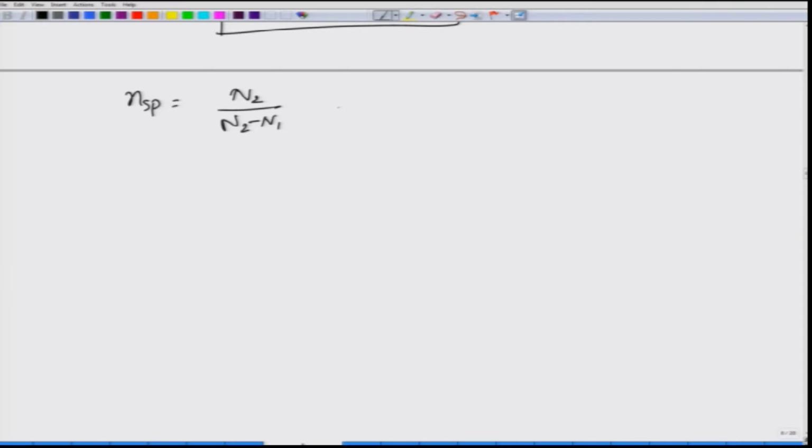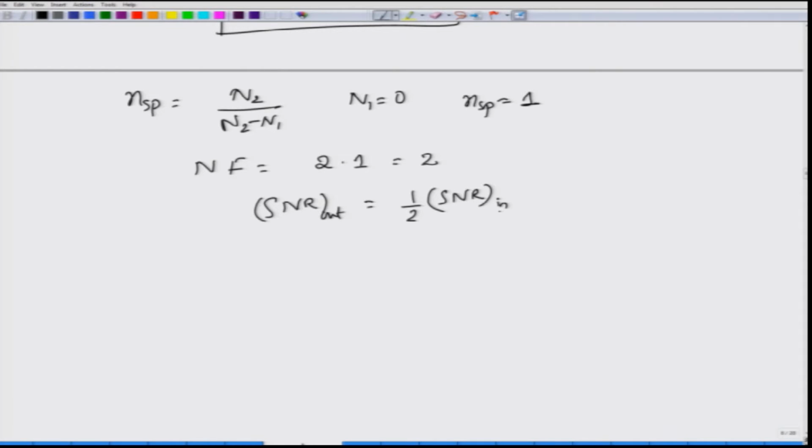In an ideal scenario, N1 is equal to 0, so that N SP is equal to 1. And what you see here in the noise figure is that this would be then equal to 2 times N SP equal to 1, so it is 2 into 1, which is equal to 2. So the signal to noise ratio at the output of an optical amplifier followed by a photodetector is actually only half of the signal to noise ratio at the input.